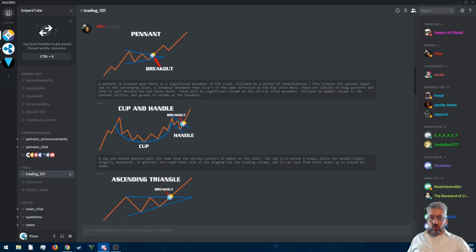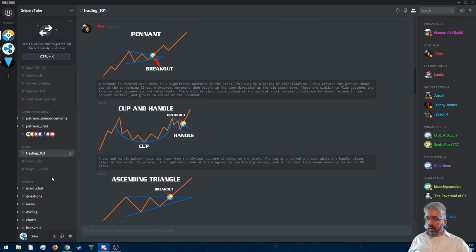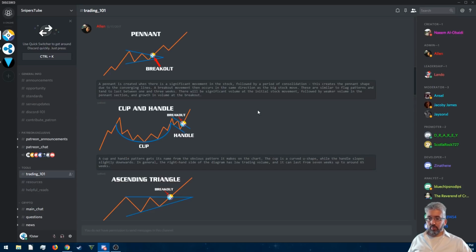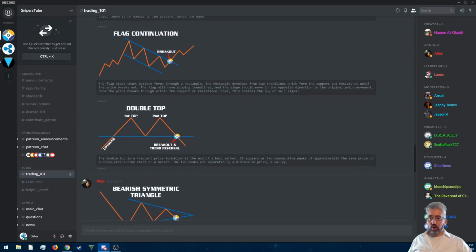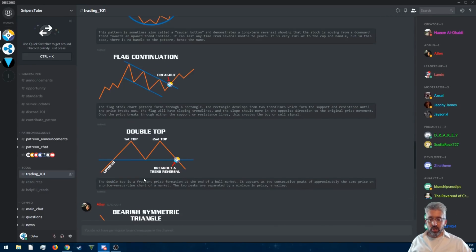As everybody knows, but also for those who are new, in Discord on the Snipers Tube, you have the Trading 101. We see right here, and it has all of the patterns that you would need to trade. Here's my favorite, the flag continuation.